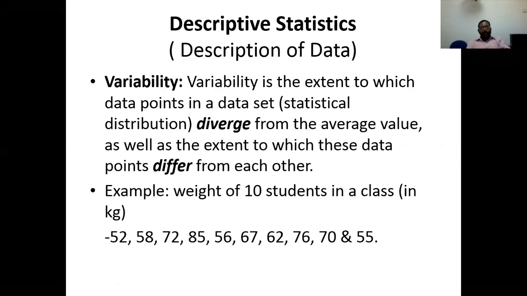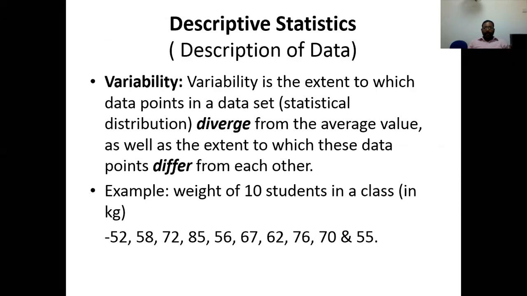Now I have taken the weight of these 10 students from the class: 52, 58, and so on up to 55. Now this is data. By looking at the data, what can you say? It's unprocessed data. This is the weight of 10 students. These are numbers. What can we conclude about that class now? We cannot say anything, isn't it?